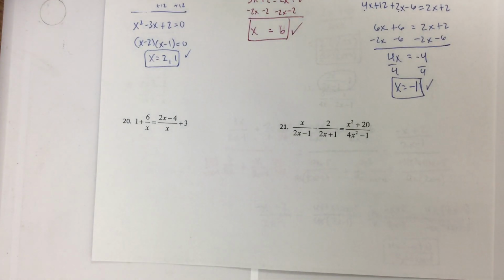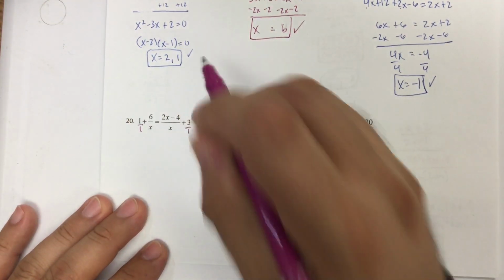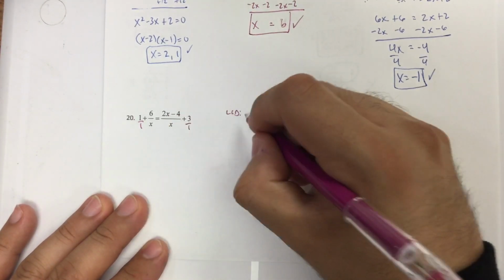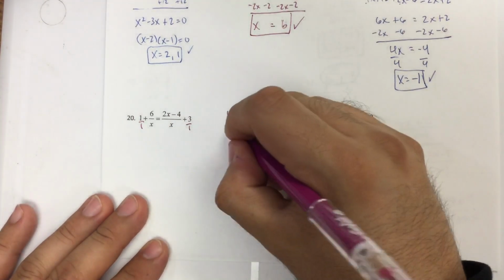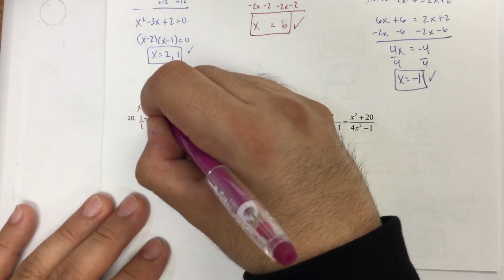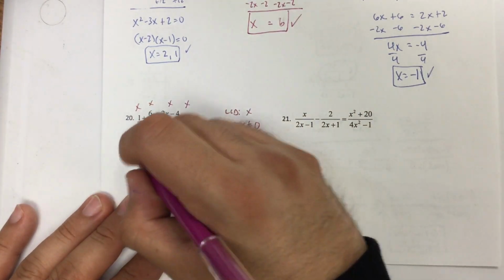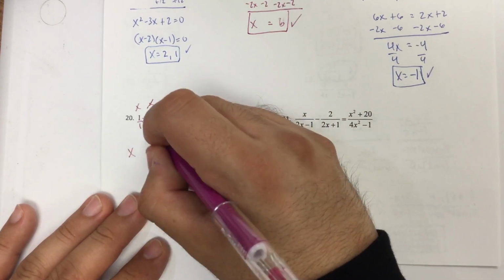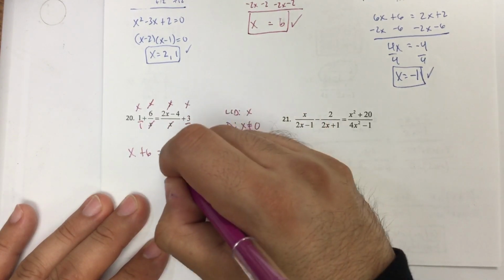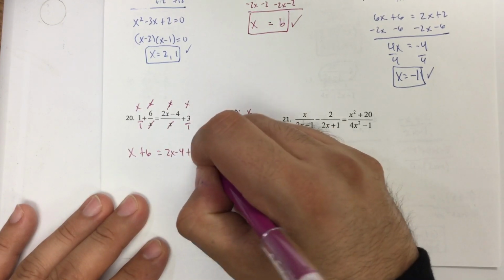All right, for number 20, put these over 1. LCD, they have just the x in common, and the 1s don't affect anything. So my domain restriction, x cannot equal 0. So we're going to put the LCD above each one. Here, nothing cancels, so 1 times x is x. Here, the x's cancel, so it's just plus 6. Here, the x's cancel, so it's 2x minus 4. And here, nothing cancels, so 3 times x is 3x.